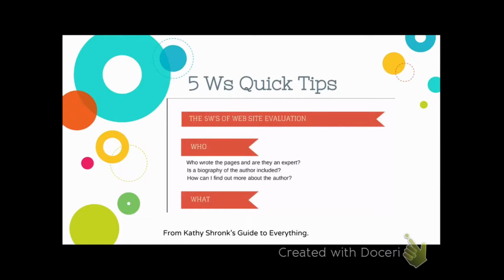All right, the next step is we're going to practice critically evaluating a website. There's a link in your Google Doc to a page of quick tips. It looks like this, the 5 W's of website evaluation. It's got a whole list of questions that we're going to ask ourselves as we look at the website. So pull that up and we'll look at it together.